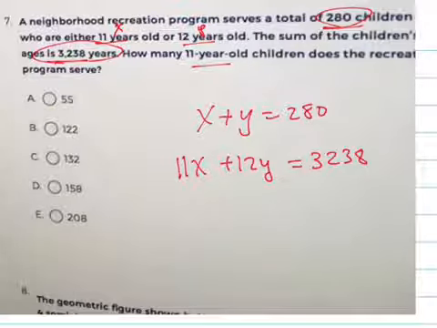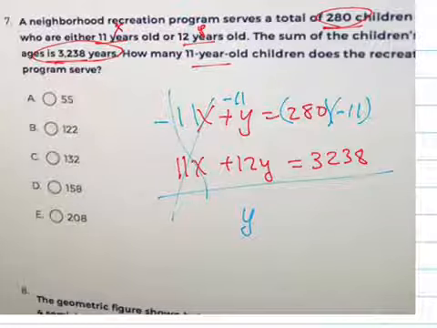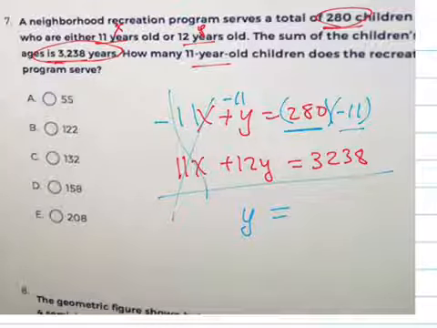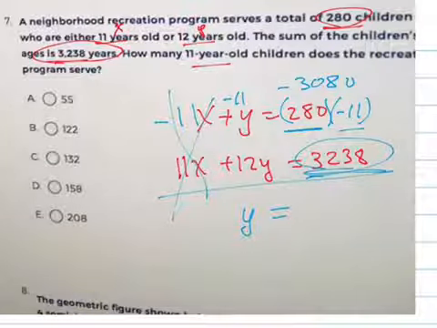Remember how to solve a system of equations? You multiply by -1. There you go, -11 actually. So multiply by -11. Then you can add these straight down. That's gone. Y equals, do -11 times 280 in your calculator, which is -3,080. And then add that to 3238. Just put plus 3238 because that number's already negative in your calculator. 158. 158 is the total number of 12-year-olds.